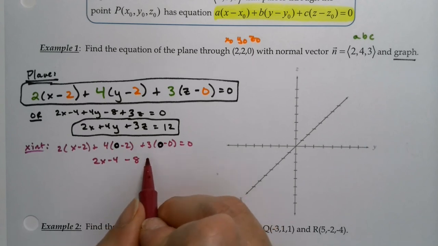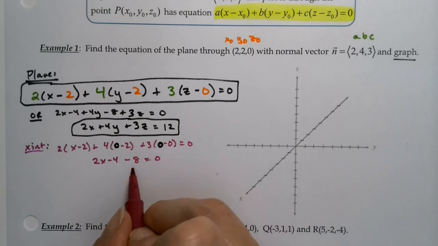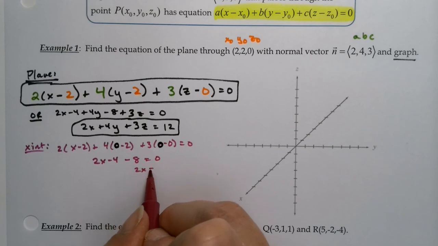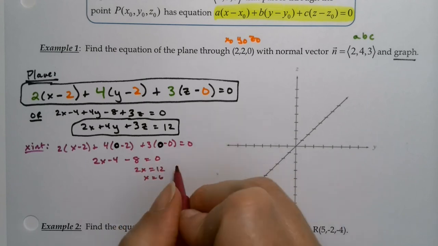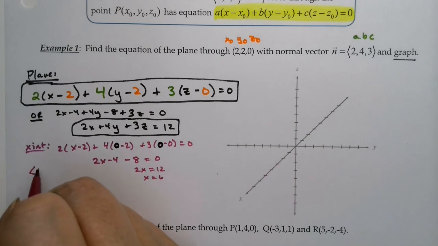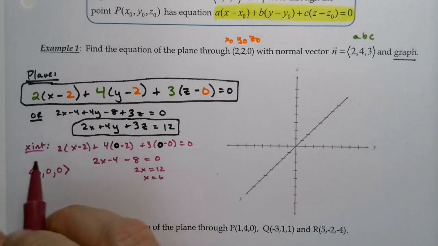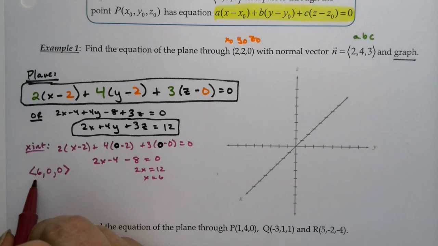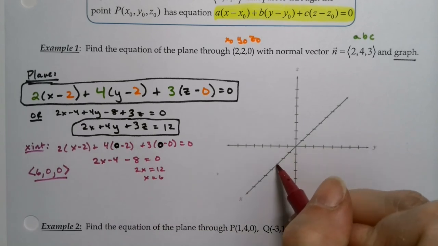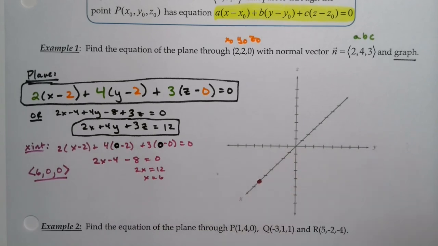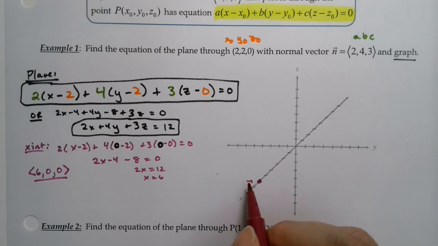3 times 0 is 0. So sure enough, 2x equals 12, so x equals 6. So your x-intercept is 6, 0, 0. Now I'm writing it as a vector, or you can write it as a point, whichever way you like. 1, 2, 3, 4, 5, 6. It's right there. All right, so that's your x-intercept right there.